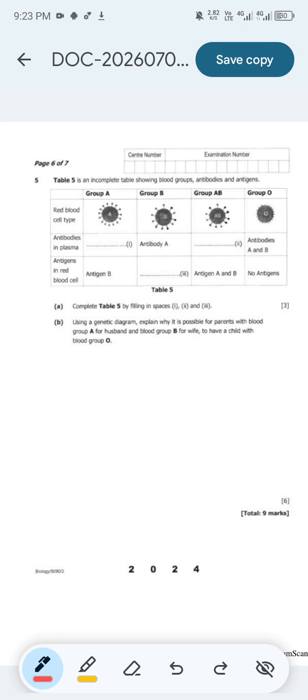So this table has been given here with blood group A, group B, group AB, blood group O. And the first question, which is A, is saying complete the table by filling in spaces. Okay, so would you like to fill in the spaces? Now, I want to make your life easier.